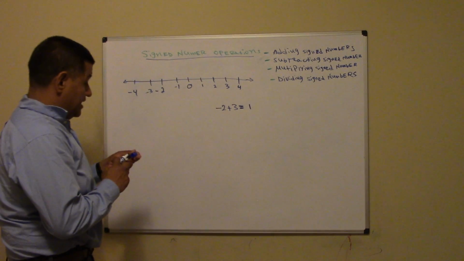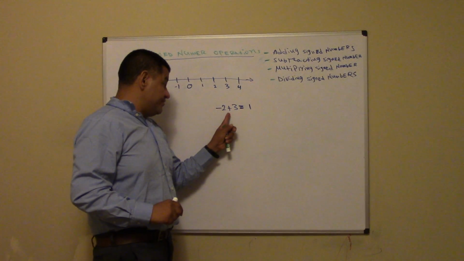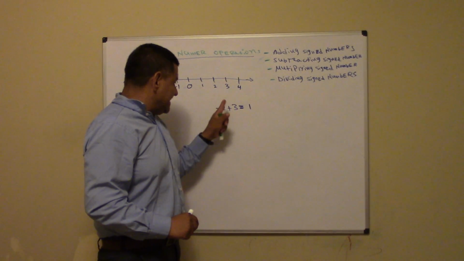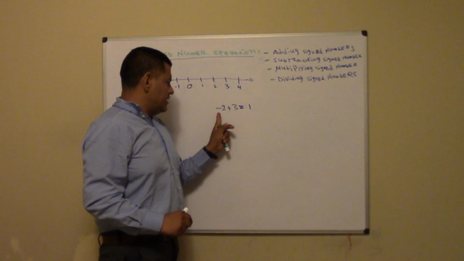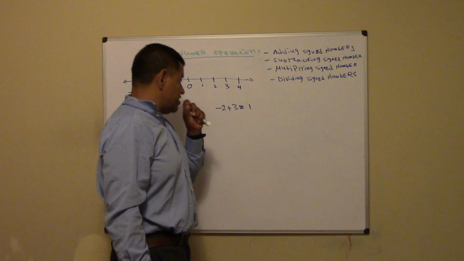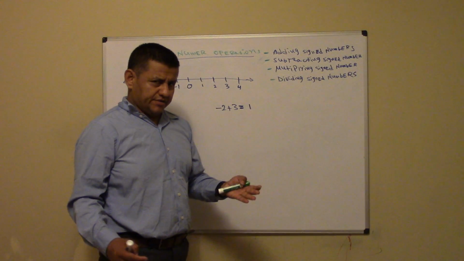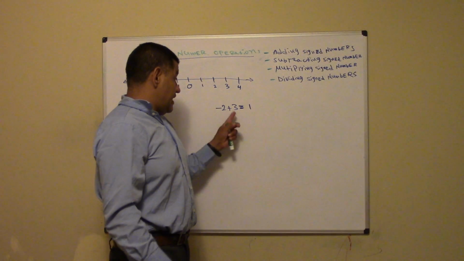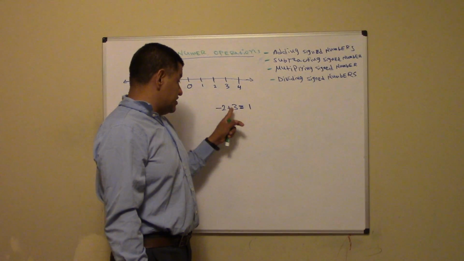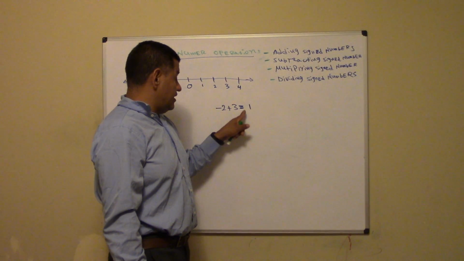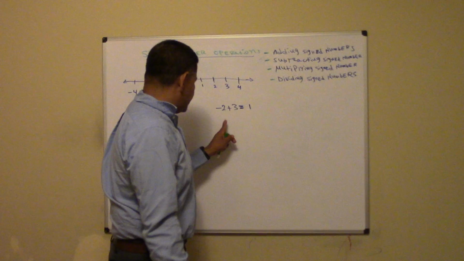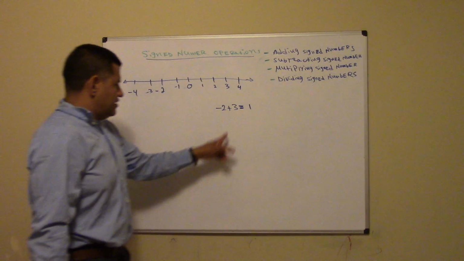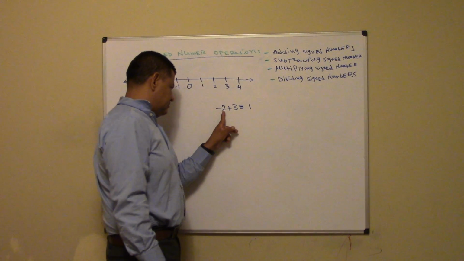So therefore, the answer is 1. And notice that we keep the sign of the larger number for the final answer. In this case, 3 is bigger than 2. But notice that we only count the value of the number, right? If this was negative 3 and positive 2, the answer would have been negative 1, right? But in this case, it's simply positive 1 because 3 is larger than 2, right?